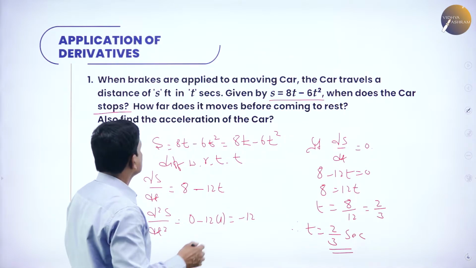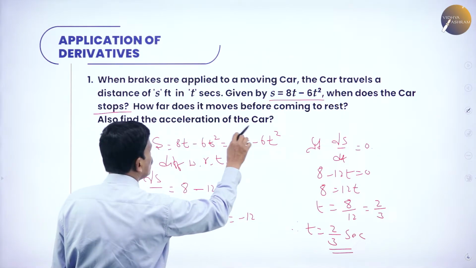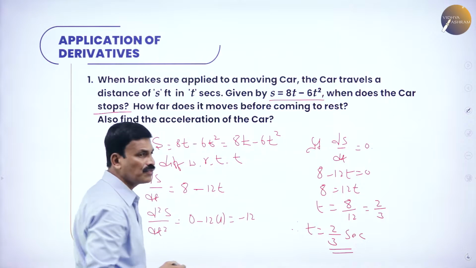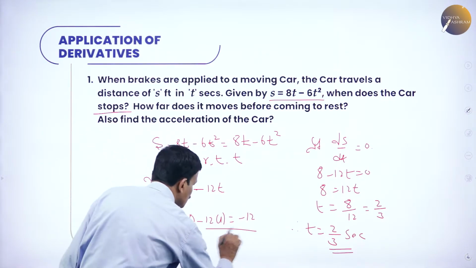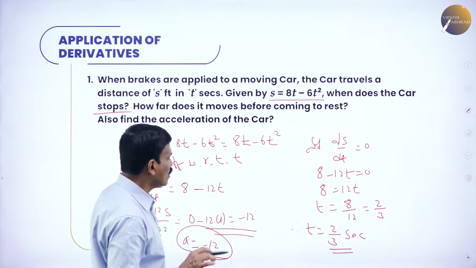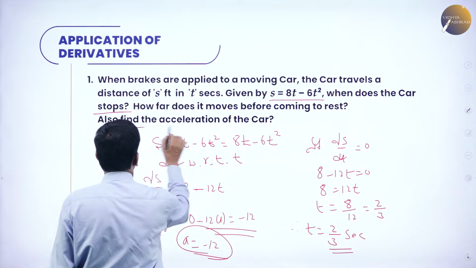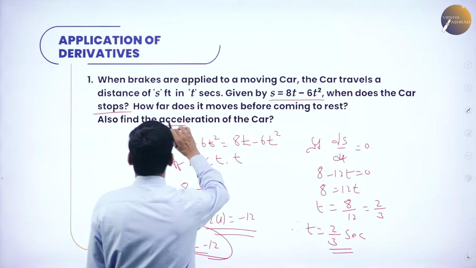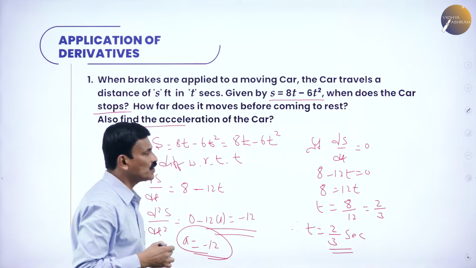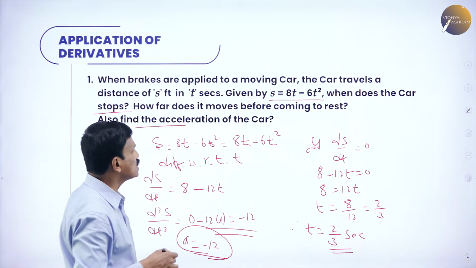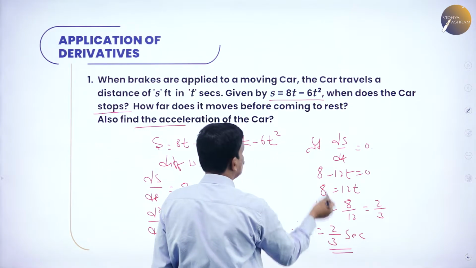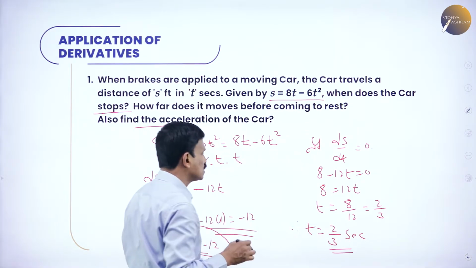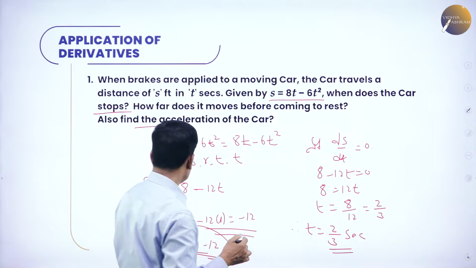Now, how far does it move before coming to rest? Now we have to find the distance traveled and also the acceleration. So acceleration is equal to minus 12. Now next, find how far it moves before coming to rest. So the total distance is to be determined. Now just substitute the value of t is equal to 2 by 3 in the given equation. Now I will substitute here.